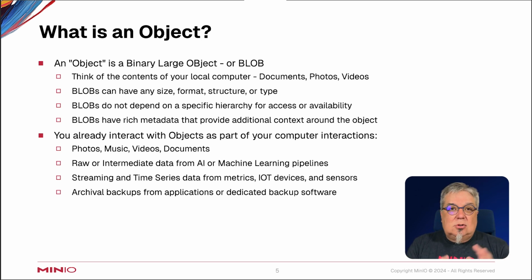You already interact with objects basically all the time when you're working with your computer, any kind of document, any photos, videos, music, anything like that. Any data that you get from an AI system or from machine learning pipelines. If you're streaming video or you're working with time series data from metrics or Internet of Things devices, any sensors that you're using, these are all sending you data, which you can look at and think of as an object, right? Even if I'm doing a big backup, like I'm zipping up all of my files on my file system and putting them in the cloud, that is just going to be an object, right? So all of that stuff is objects. Everything you interact with on your computer is objects. You can think of it that way.